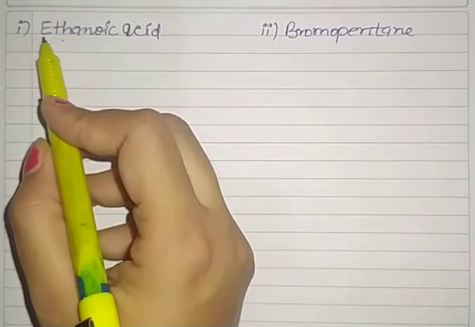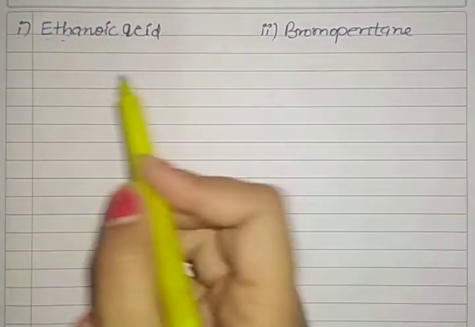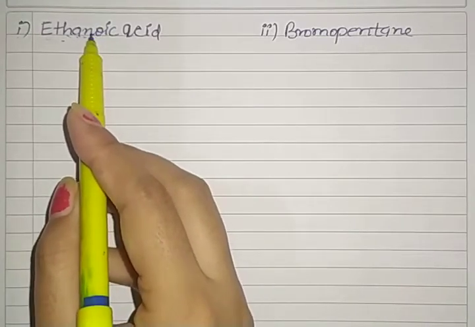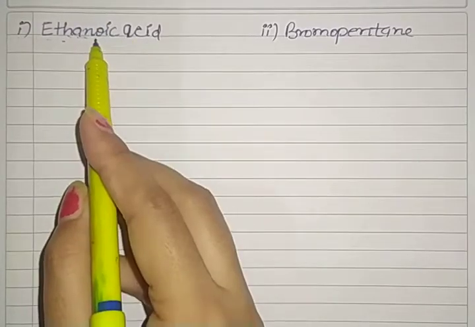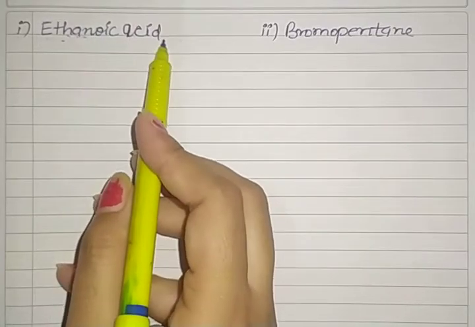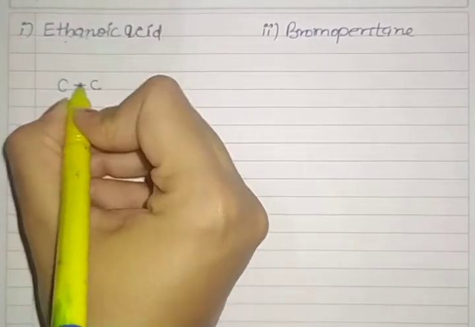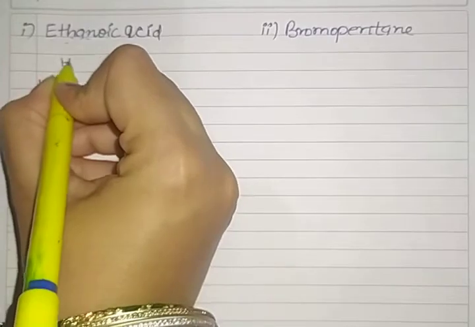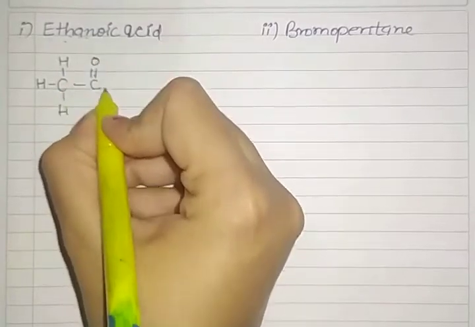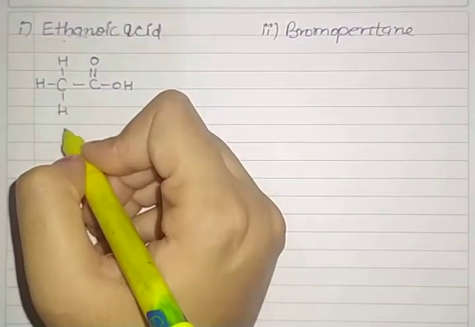Here we have eth, which means you know that here we have two carbons. Next, an means a single bond is present. Now what is attached here? Oic acid is attached, which means we have to add the functional group COOH. So if I write the structure, it is C single bond C, and out of these two, at one position I am writing COOH. This is ethanoic acid.